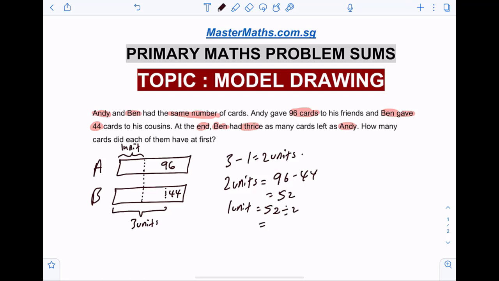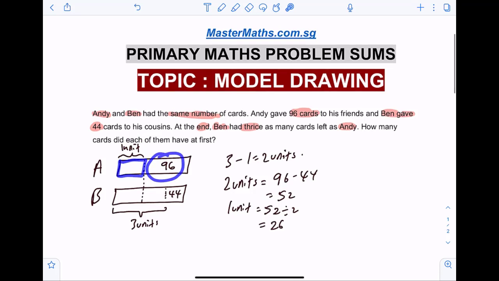52 divided by 2, that will be 26. And then to find how many cards did each of them have at first, you can use Andy's 1 unit plus 96, or you can even use Ben's. Okay, so 1 unit is 26 plus 96. Answer: 122.